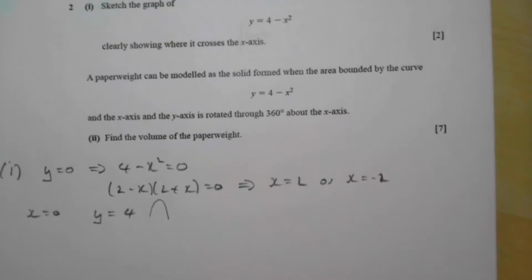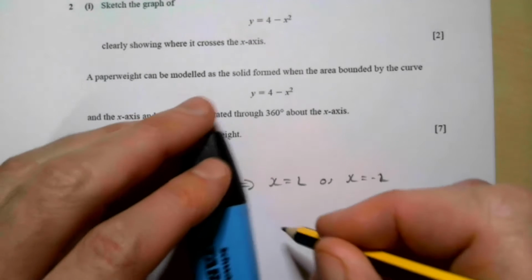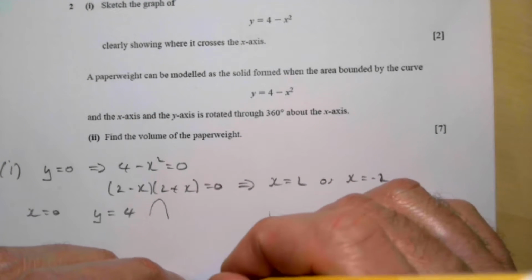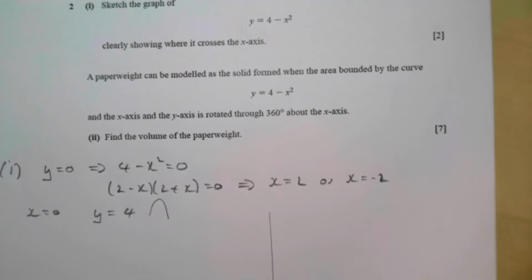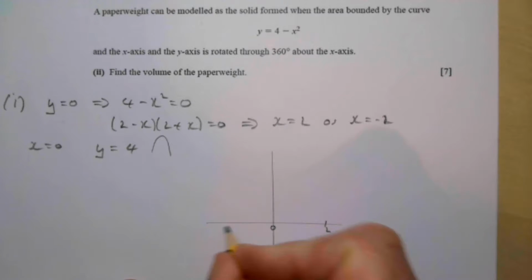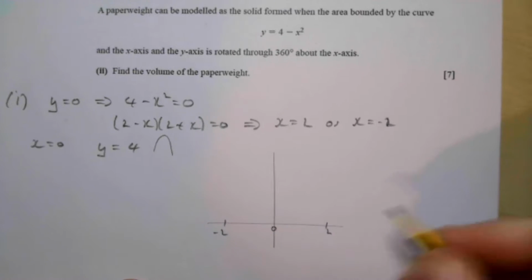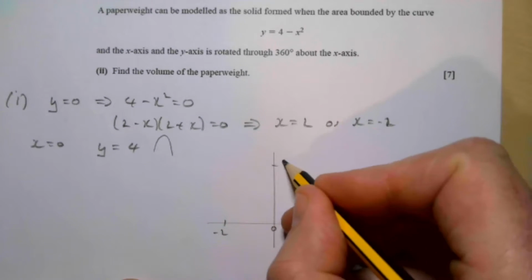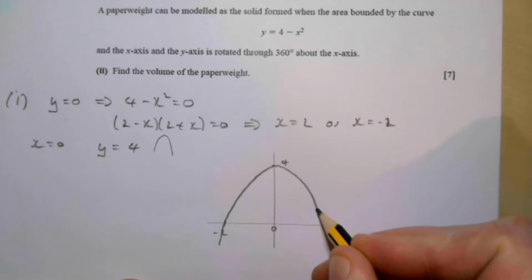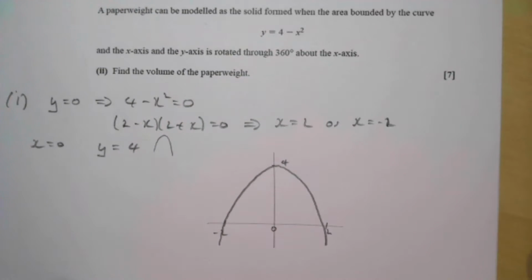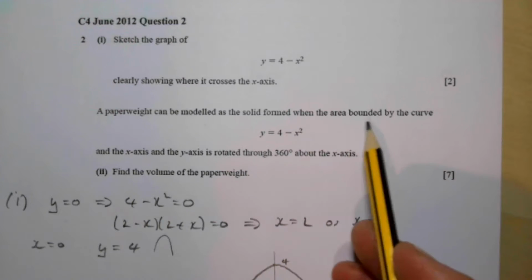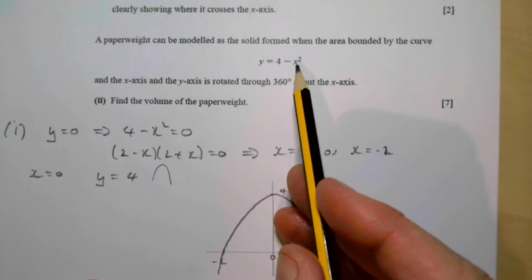I don't seem to have a ruler around. Excuse the crudity of this. So that would be 0, that would be 2, that would be minus 2. That would be 4, that would be my key points there, and so my graph then is going to look a bit like that.